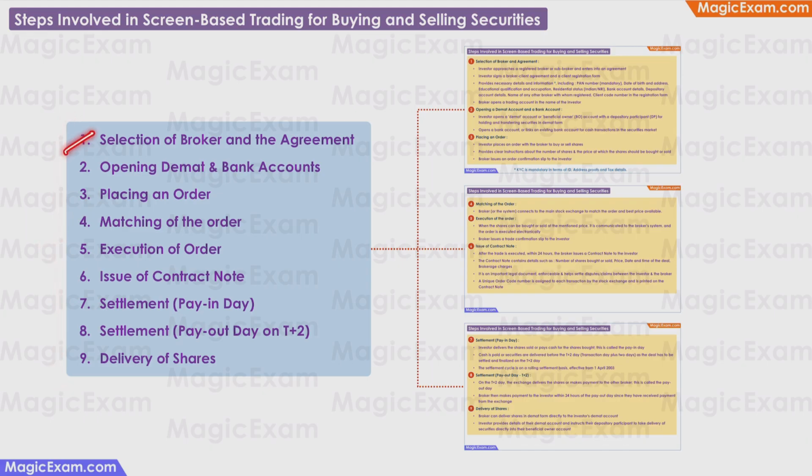It starts with the selection of the broker and the agreement with the broker. Then opening demat and bank accounts, then placing an order, matching of the order, execution of the order, issue of contract note, settlement which happens on pay in day, and settlement which happens on the pay out day or T+2. And finally, delivery of the shares. I will briefly talk about each of these steps in the next few slides.